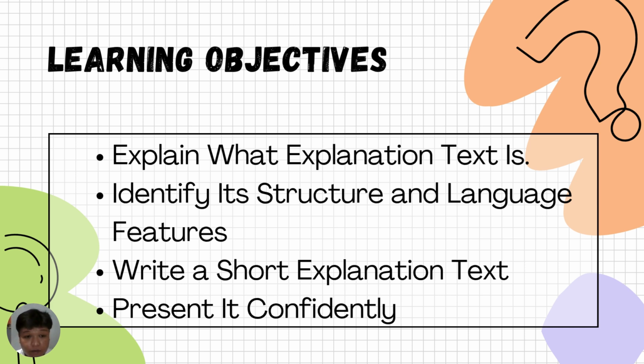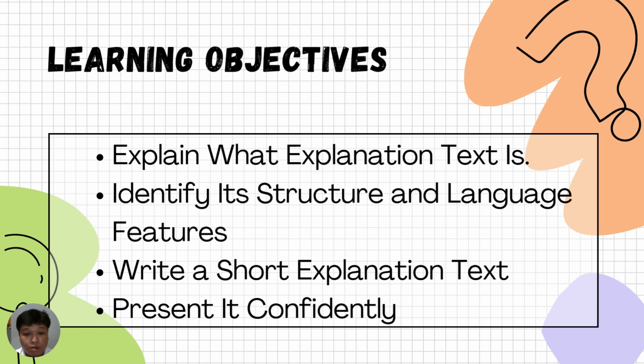Okay, so the learning objectives for our material are, first, to explain what explanation text is, second, to identify its structure and language features, third, to write a short explanation text, and the last one is to present it confidently.